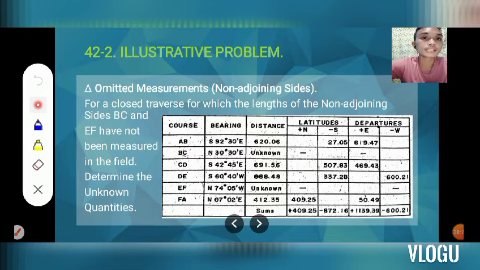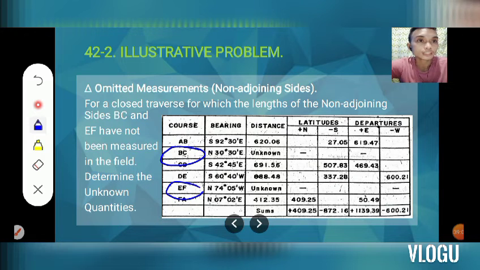The distance between A and B is 620.06. BC is unknown. CD is 691.56. DE is 688.48. EF is unknown. FA is 412.35. All of these are measured in meters. So, let us highlight the unknowns: BC and EF.